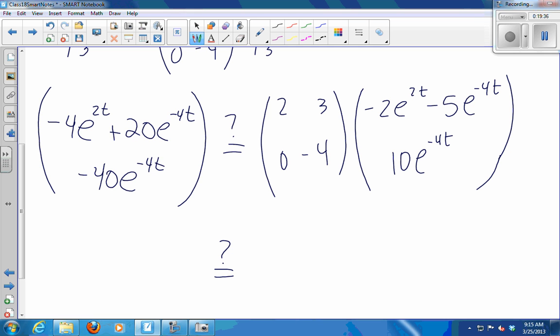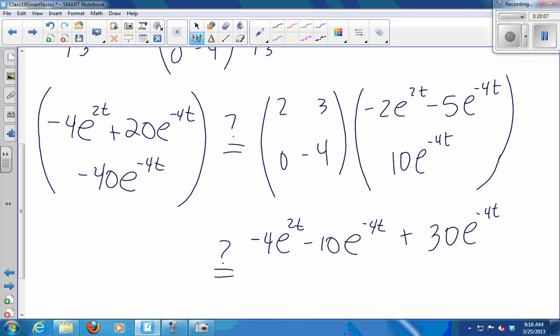So we're going to have 2 times this first entry of the vector y3. So I have negative 4 e to the 2t minus 10 e to the negative 4t. That's what I get when I multiply the 2 times this first component. Then I have to add what I get when I multiply the 3 times the second component, which is 30 e to the negative 4t.